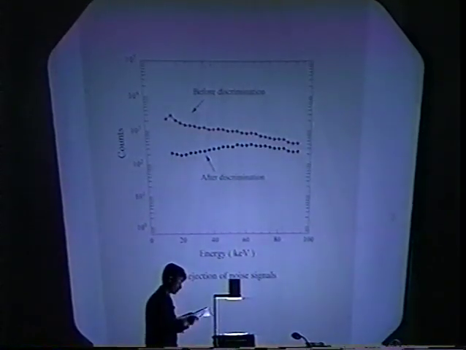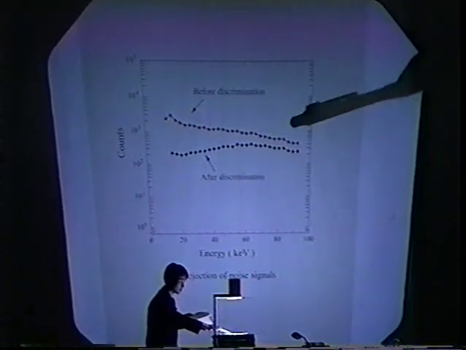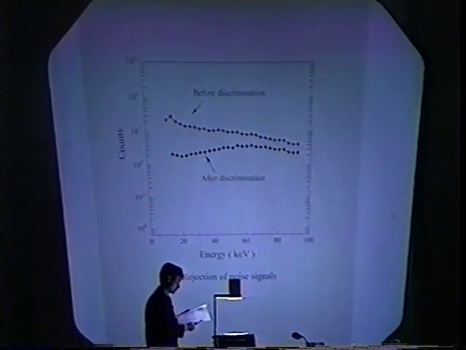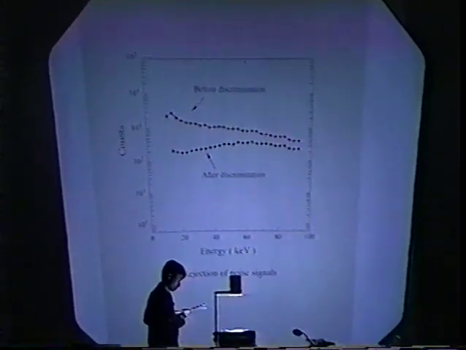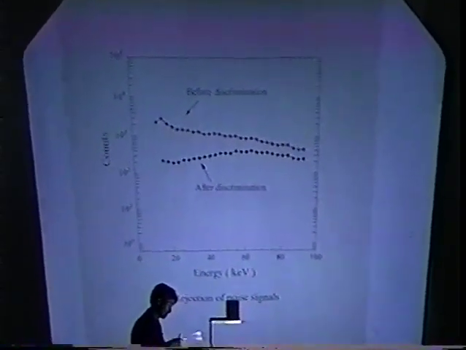This is the background spectrum before lifetime discrimination and the background spectrum after lifetime discrimination. This lifetime discrimination can reject most of the noise signals.